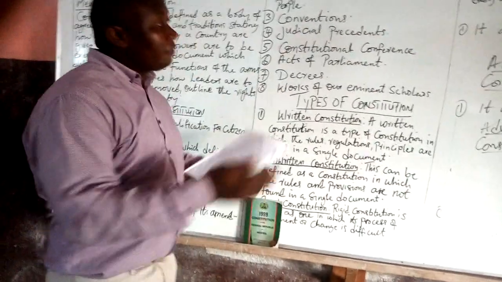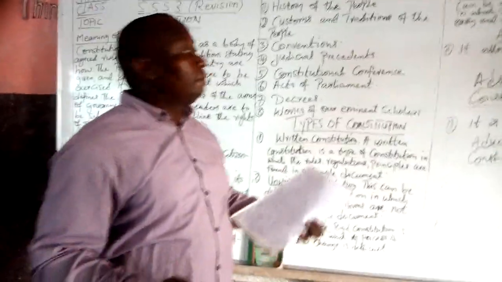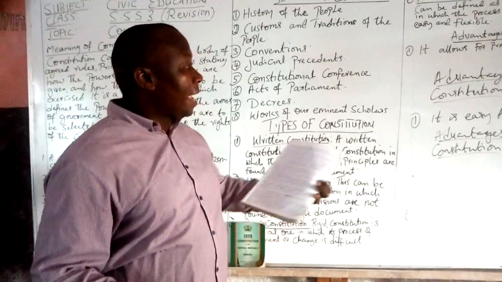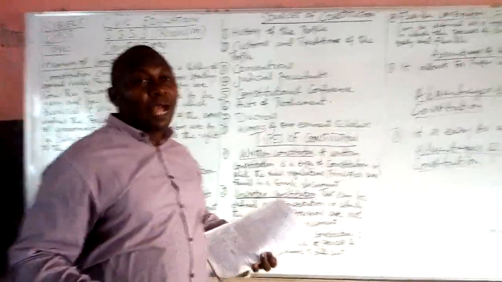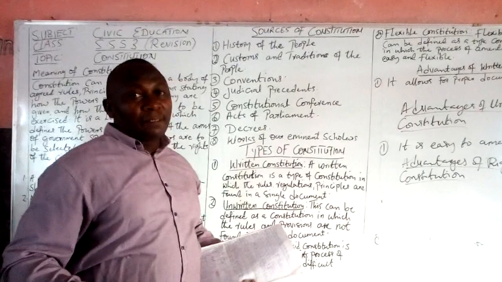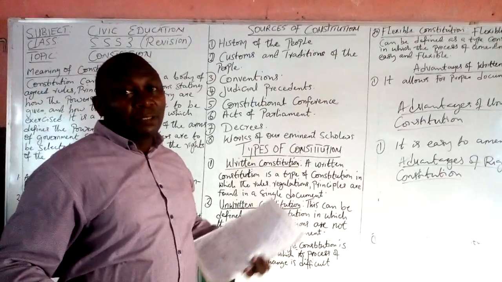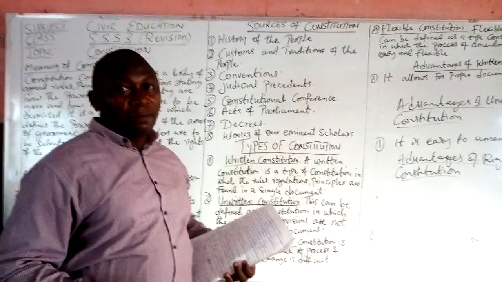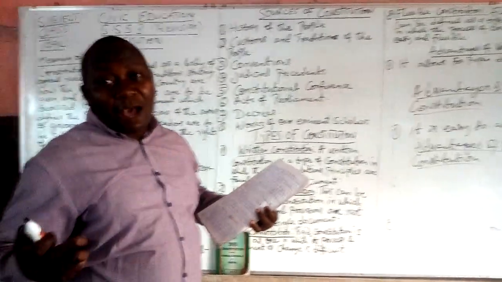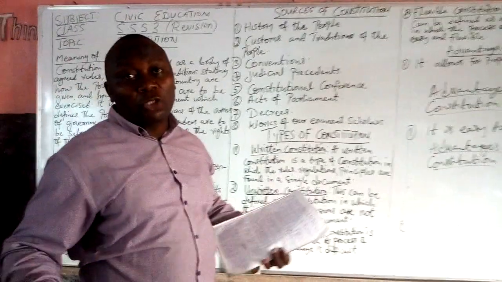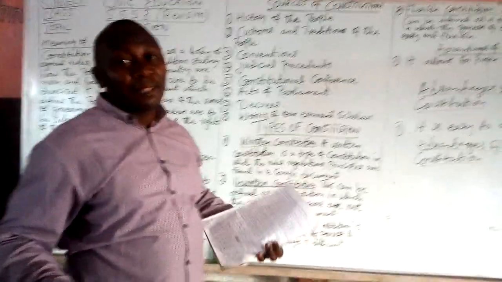Okay, there are a lot of things to learn about. Maybe in this first stanza of our discussion we end here, but in our next lesson, we're going to look at the importance of constitution, and we have other types: unitary constitution, federal constitution, confederal constitutions. We are going to look at that.